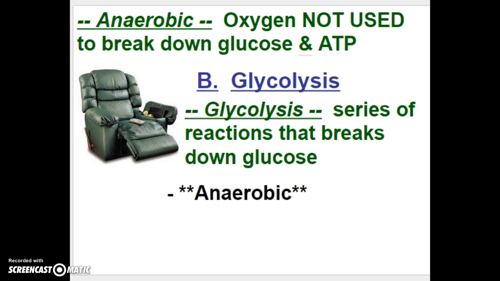The other type of respiration is termed anaerobic. When we put a or an in front of a science word, it means no or without. So this is when oxygen is not used to break down glucose and ATP. A type of anaerobic respiration that is performed by animal cells is called glycolysis. So this is when glucose is broken down, again, without the presence of oxygen.